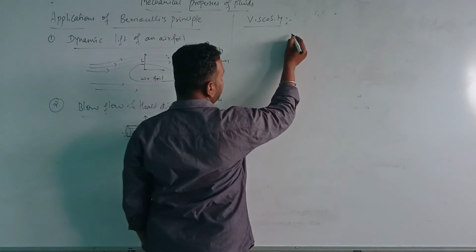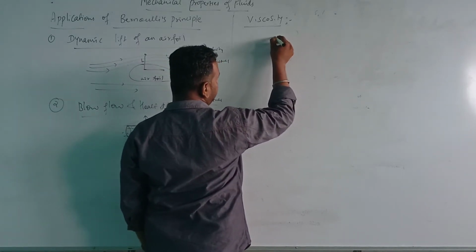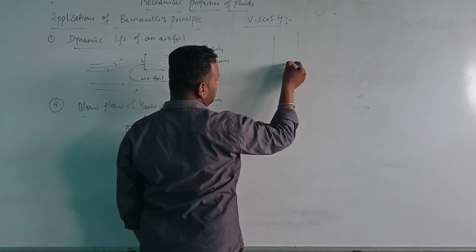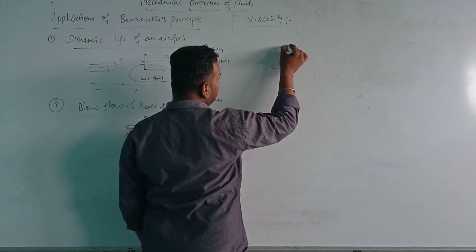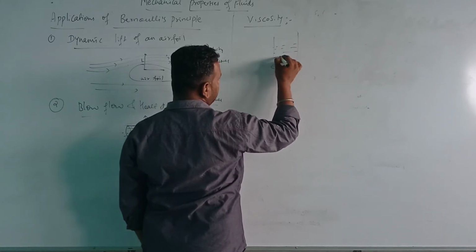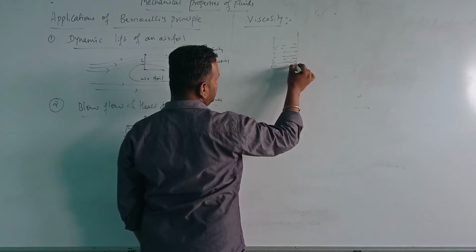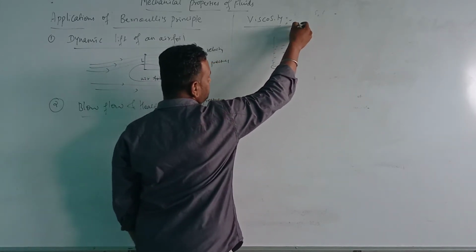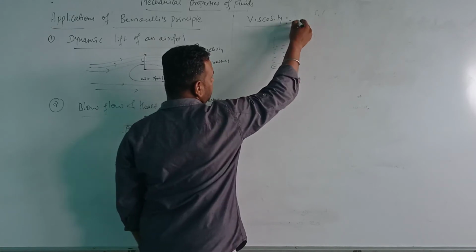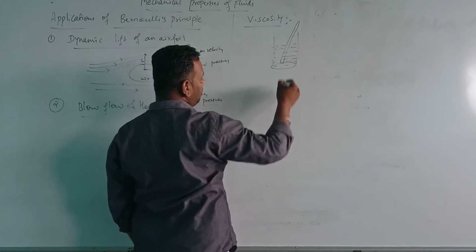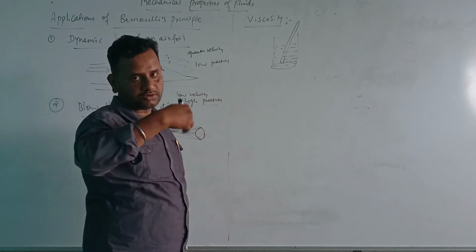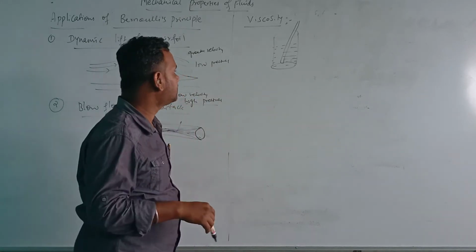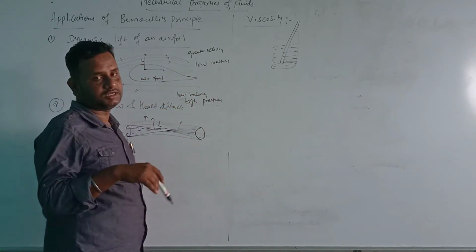Say for example, I have taken a container. It is filled with water. What I have done here is I just stir this liquid using a rod, in a circular manner. I am going to stir this liquid in a circular manner.